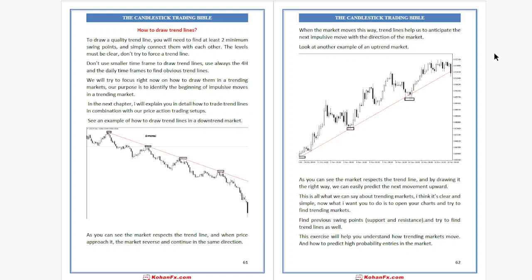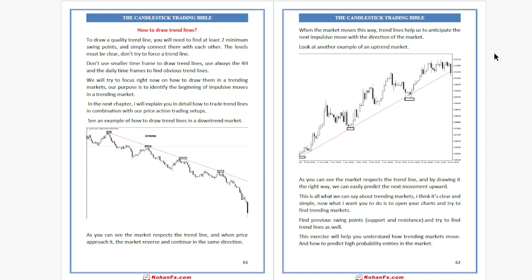We will try to focus directly now on how to draw them in a trending market. Our purpose is to identify the beginning of an impulsive move in a trending market. In the next chapter, I will explain in detail how to trade trend lines in combination with our price action trading setup. See an example of how to draw trend lines in a downtrend market. As you can see, the market respected the trend line, and when price action approaches it, the market reverses and continues in the same direction. When the market moves this way, the trend line helps us to anticipate the new impulsive move with the direction of the market.